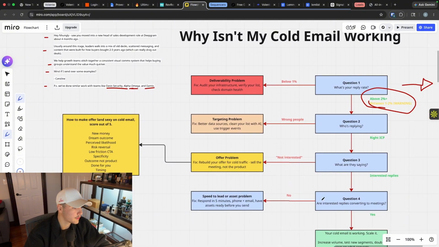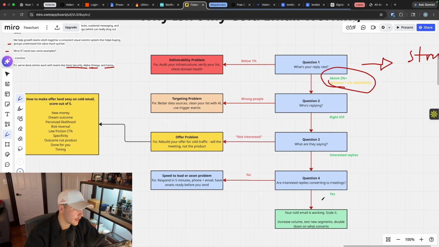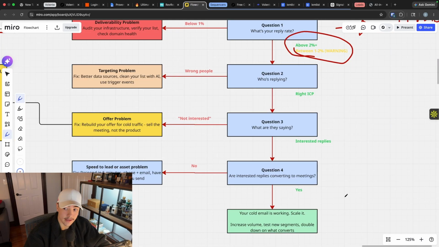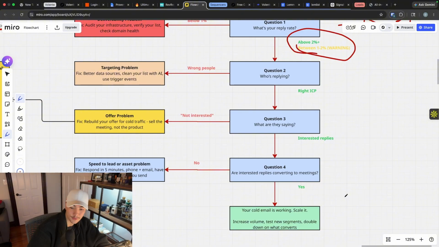So cool. After you lock that down, the next one is, what are they saying? Okay, so what this means is, how are they replying to my emails right now? Am I getting a lot of fuck offs? Am I getting a lot of no's or stops? Am I getting people saying just not interested a lot of times? And that is an offer issue. You're getting replies, you're landing in the inbox, but they're just not resonating with your offer. So that means you've got to go back to the drawing board.